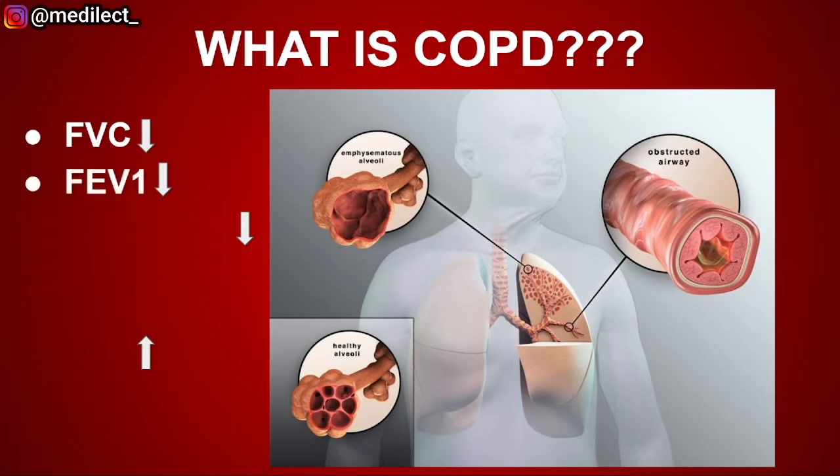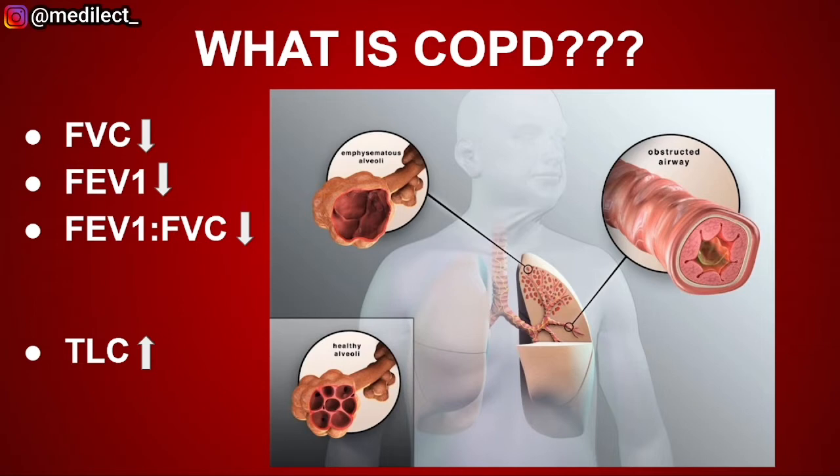Now also there is a decrement in the forced expiratory volume of the lungs. And because of this, the ratio of FEV1 by FVC will be decreased. And also because of this, what is happening? There is an increment in the total lung capacity. What is TLC? That means the amount of air present in your lungs after forceful inspiration. Whatever air you are inspiring, you're not able to exhale, and because of this, your total lung capacity is increased.